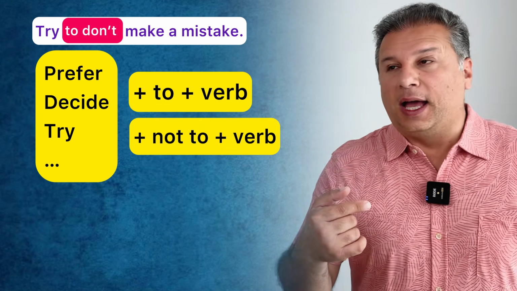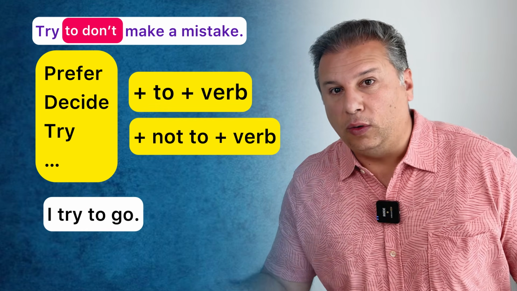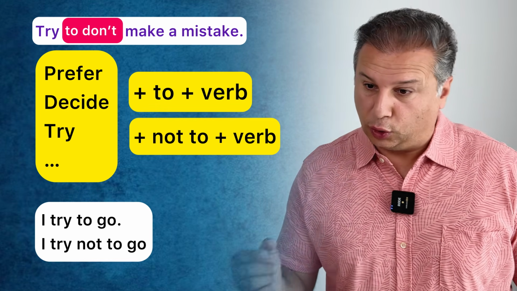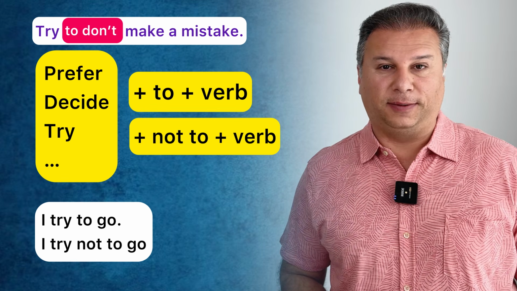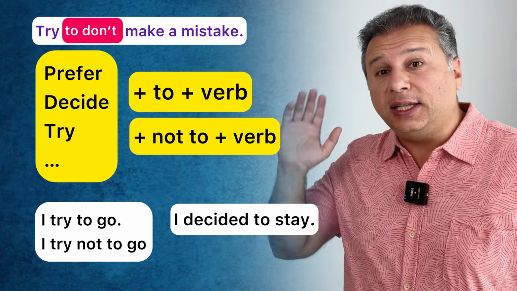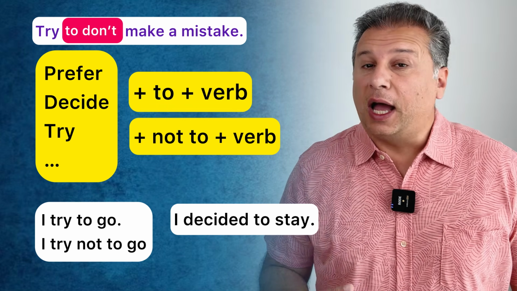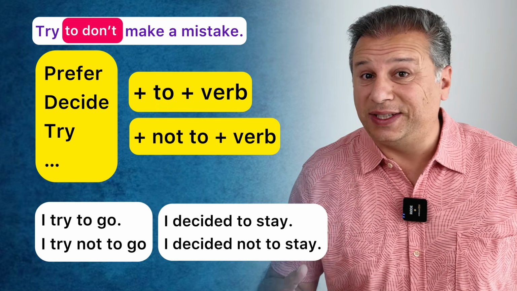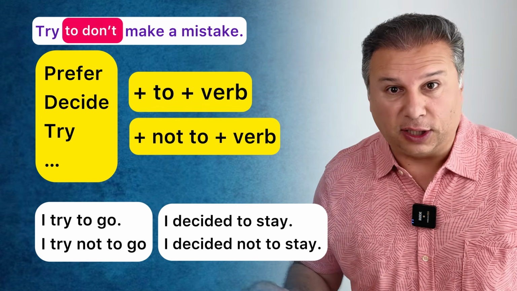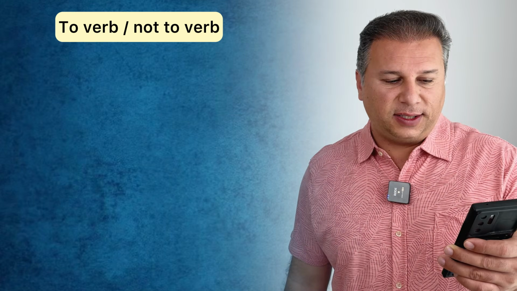The negative form is "not to." So, I try to go. I try not to go. "To don't" is not correct. I decided yesterday, I decided to stay. I decided not to stay. "I decided to didn't stay" is not correct. Listen to these examples.